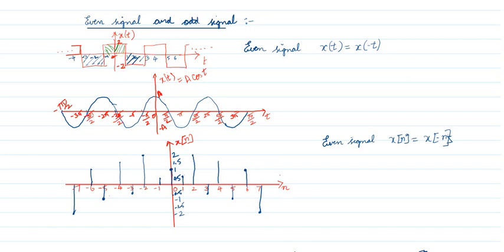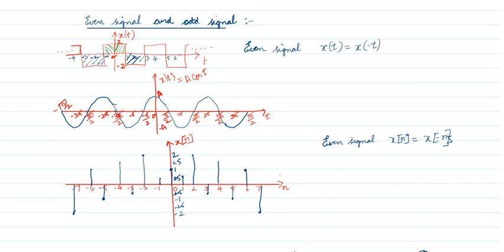If you observe the signal closely, let us take an example. At n equal to 2, what is the signal present? 2. At minus 2, the signal present is 2. At 3, what is the signal? It is minus 0.5. At minus 3, it is also minus 0.5. At 7, what is the signal? It is minus 2. At minus 7, the signal present is minus 2. Such signals are called even signals.